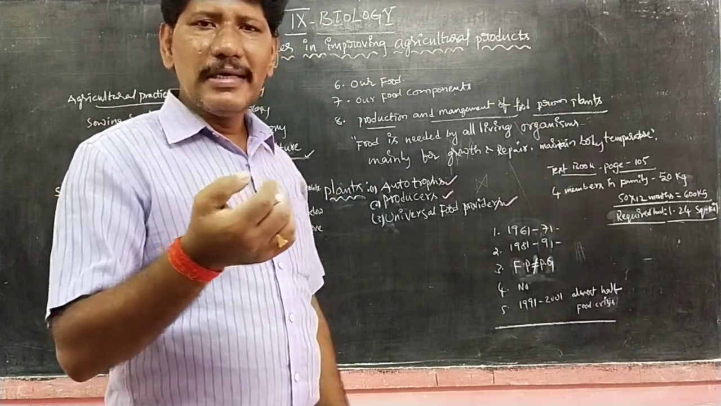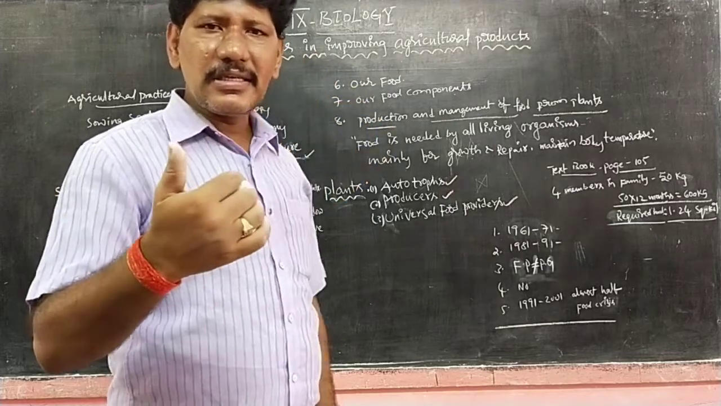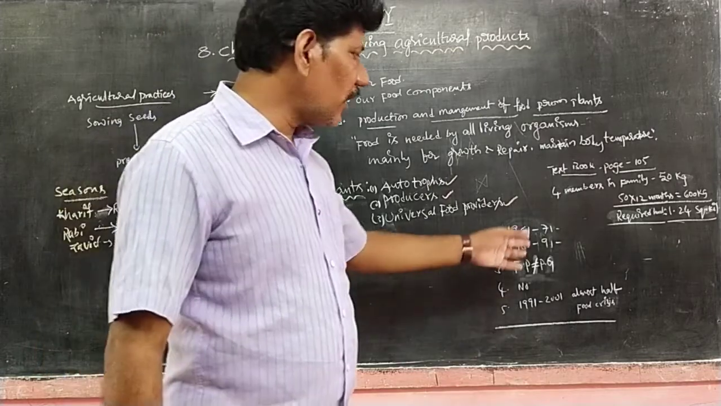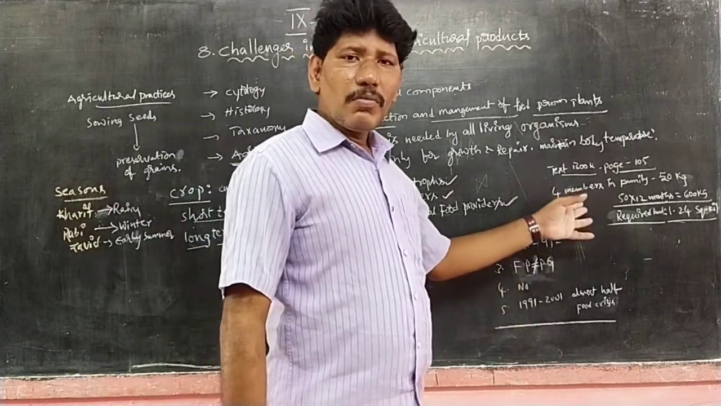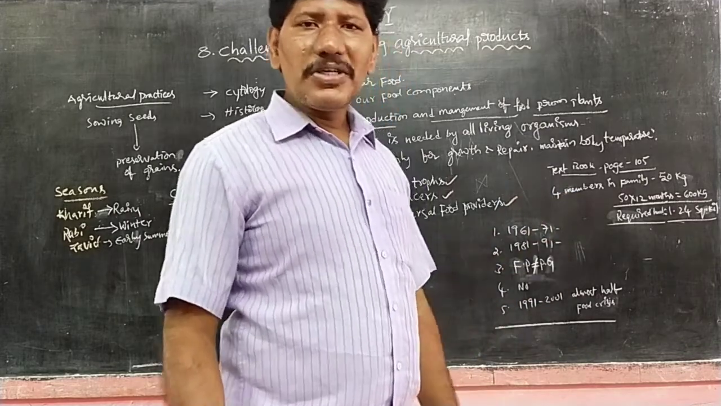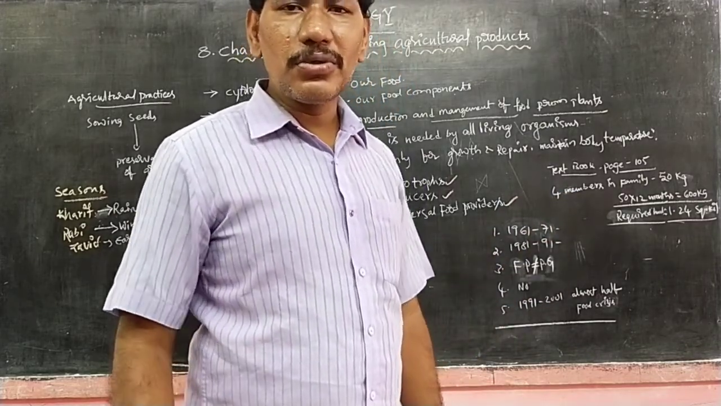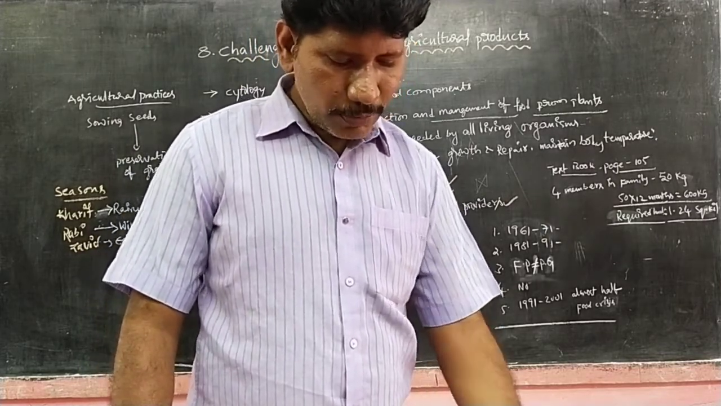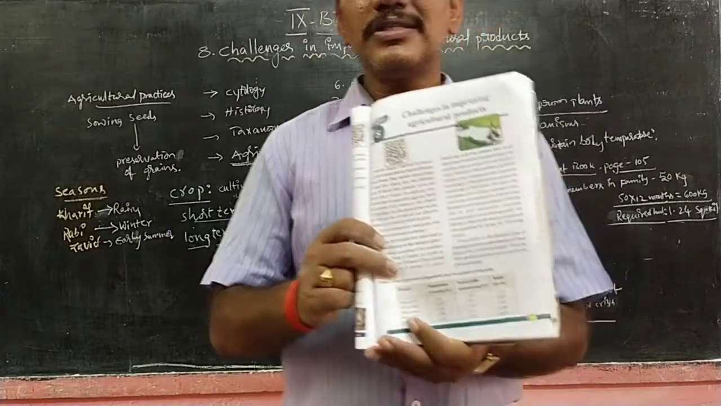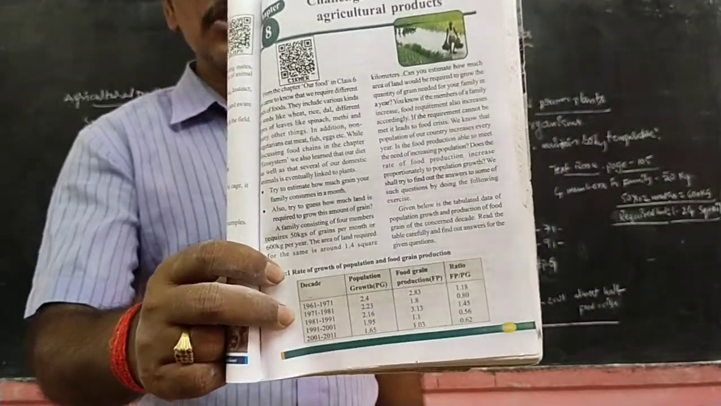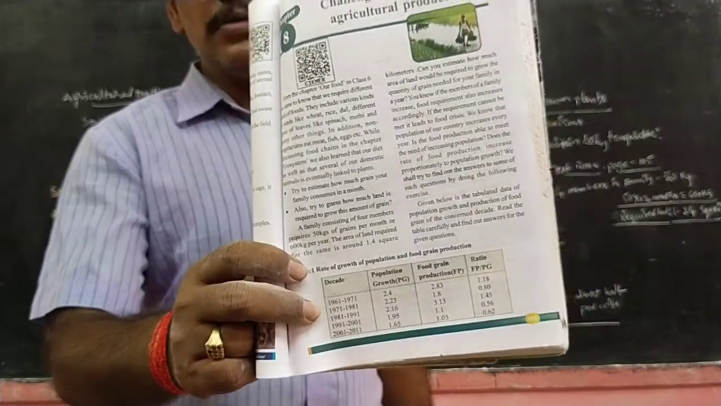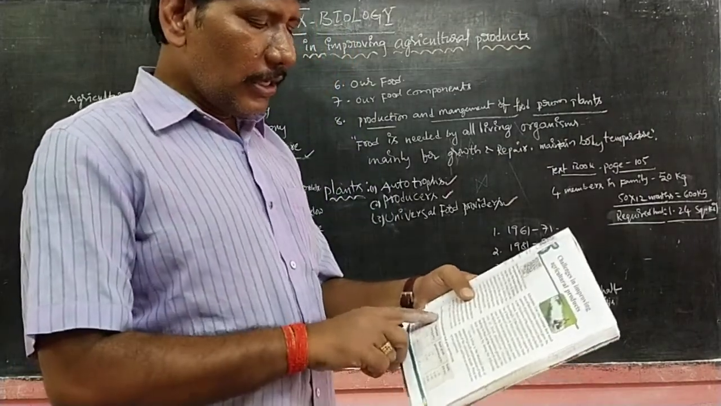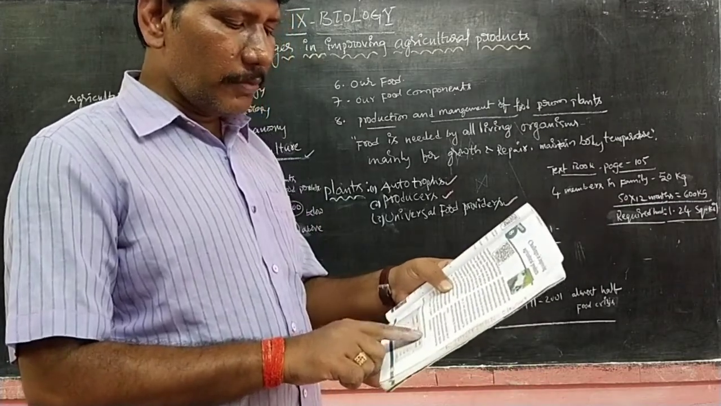We just have to look at the history of 4 or 5 decades, the previous statistical information. Then we can understand the differences between population growth and food production. Please all of you go through textbook page number 105 and look at the table which represents the population growth and food production, giving the rate of growth of population and food grain production.